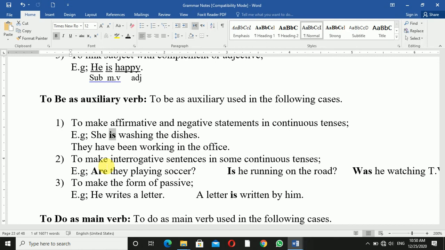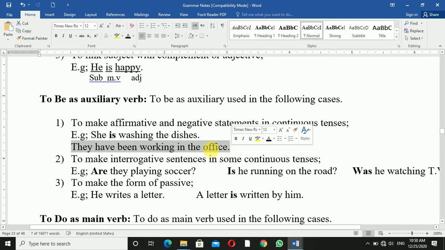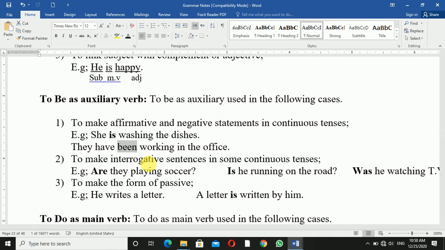Remember this. Now, second thing: they have been working in the office. So this is present perfect continuous tense. This is present perfect continuous tense. So we have been here. Been is the third form of the to be verb. So here again been is used. Without been we cannot form present perfect continuous tense. In order to form present perfect continuous tense we have to use been.